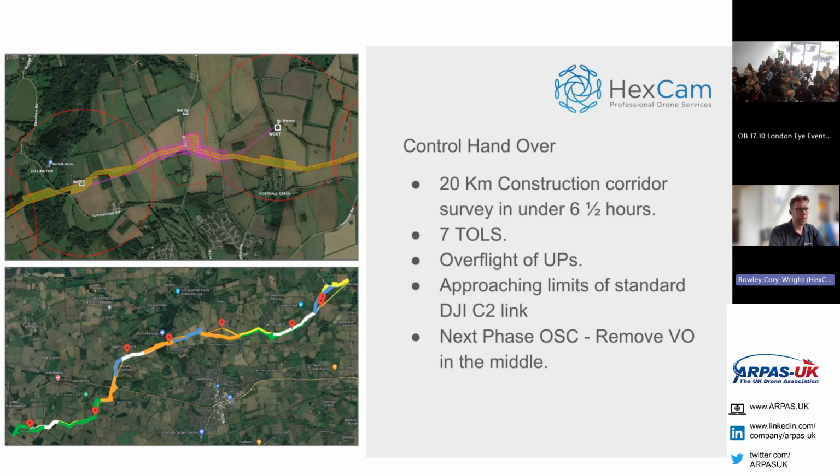The next phase of the OSC, which is in with the CAA at the moment, is to remove that VO in the middle. We've done quite a lot of studies on this, and we've worked out that it can be done just as safely by not having the VO in the middle and using the parallax effect of having the 2 VOs on either side, or the RPs on either side, to control that airspace.